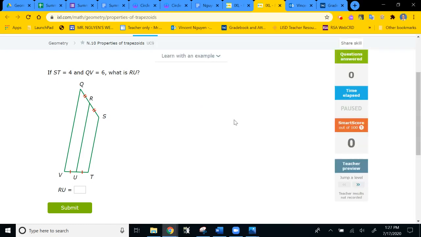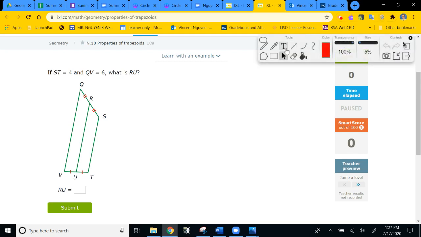All right, let's start with trapezoids. For trapezoids, let's take a look at this one. Now, it says that ST is 4. Let me use my web paint here. ST is 4 right here, okay? And QV is 6. And then we are looking for RU. So this is that property where the median is the average of the two bases.